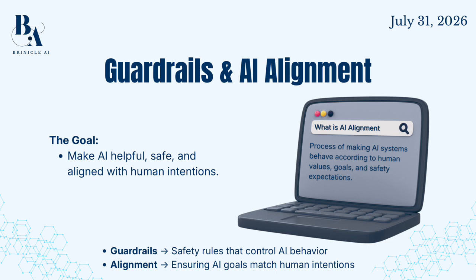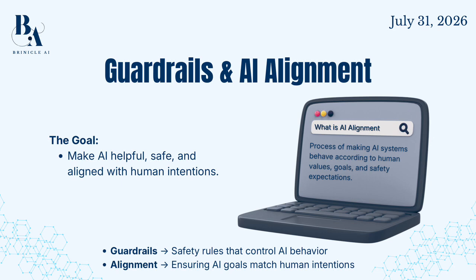So AI alignment: how do we make AI behave in a way humans actually want? It includes understanding human goals, making AI follow instructions correctly, reducing harmful behavior, and making AI helpful and trustworthy. Think of alignment like making sure the car is going to the correct destination. A car can have perfect brakes, but if it's driving to the wrong place, there is still a problem.